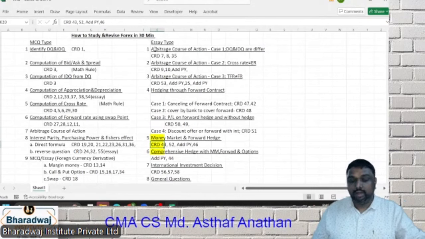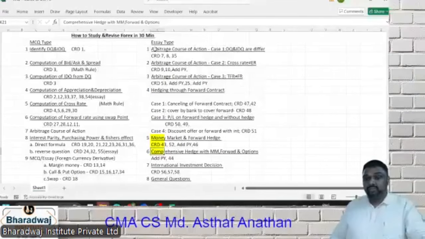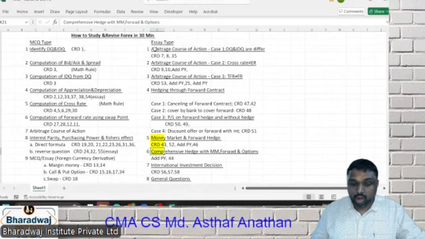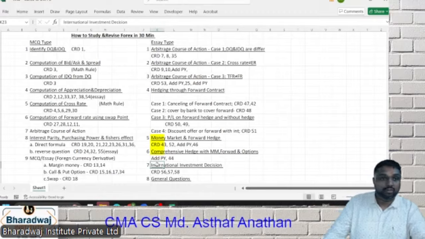This is the yellow color which is more highlighted for you. Comprehensive hedging with this is what we focused on mainly today, because every time this question is coming: money market, forward, option. Even today we have discussed one CFL question on futures. Apart from that, international investment, that is capital budgeting.